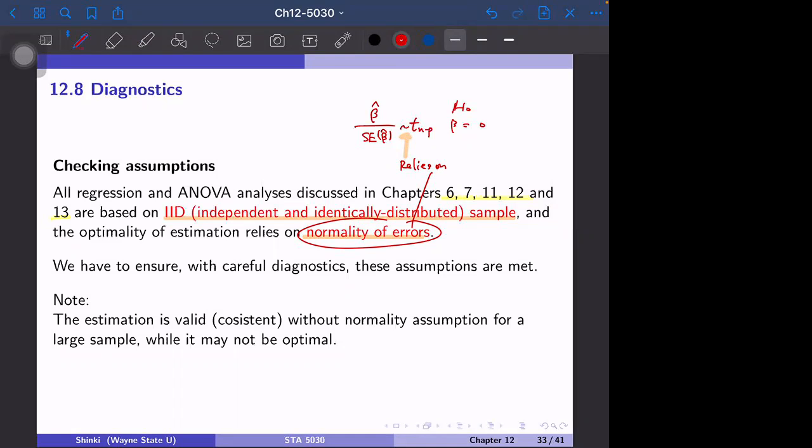And estimation is often valid without normality assumptions for large samples. While it is not optimal, the estimator, for example, the beta hat obtained by X transposed X inverse X transposed Y, is still consistent and unbiased under mild violations of assumptions. For example, if observations are not IID, beta hat is still somewhat a good estimator.